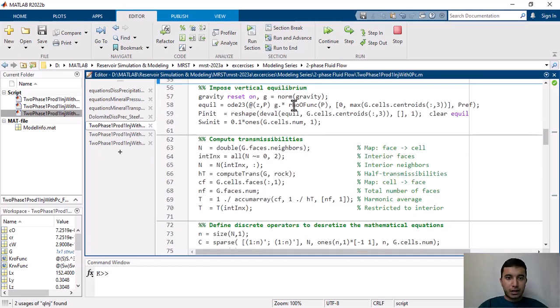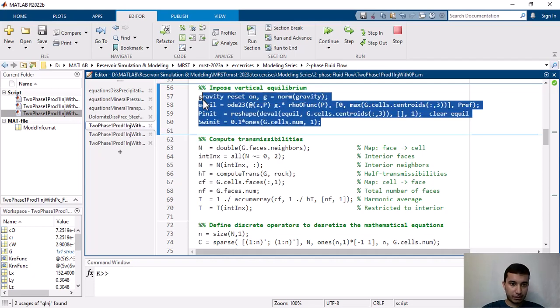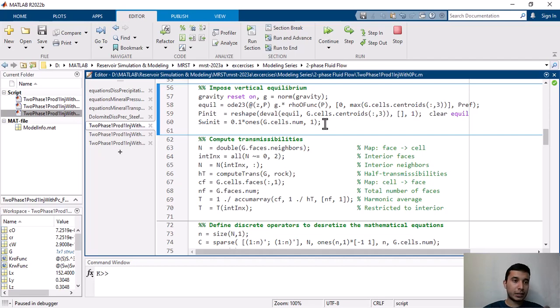In this section of the code, I have tried to calculate the initial pressure in the reservoir. In this case, as we move in the vertical direction, pressure changes. In other words, I have considered the effect of gravity on the pressure here. All right. Of course, in the previous video, I calculated the pressure using another method, but here I have used this method in order to calculate the initial pressure distribution in the reservoir. All right.